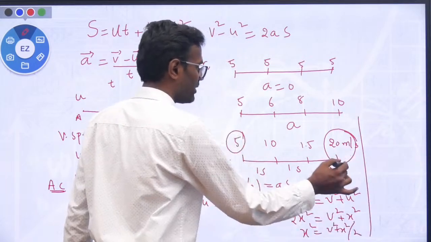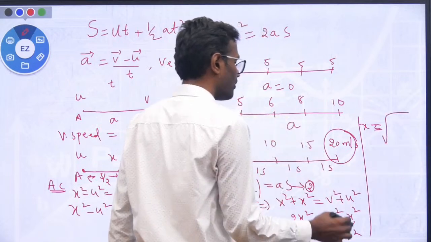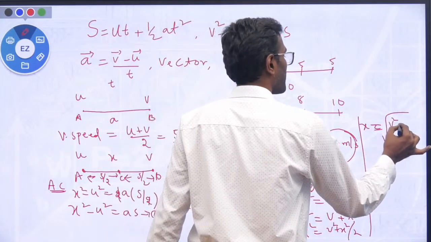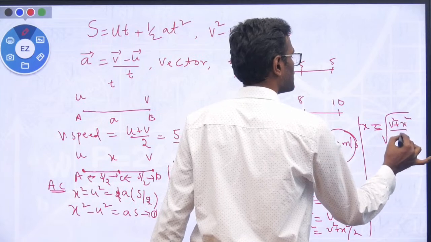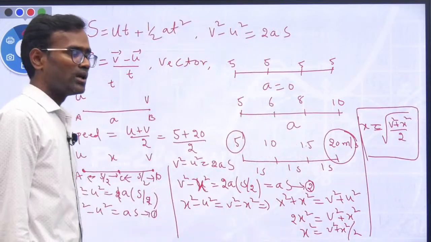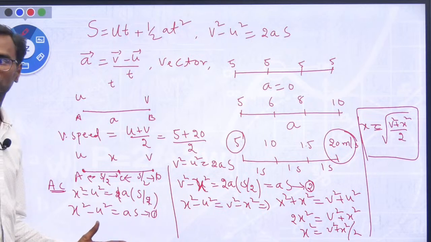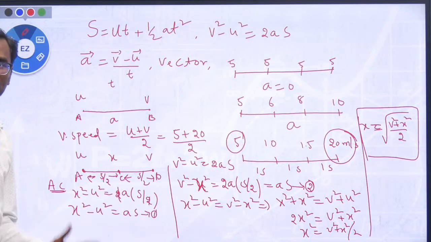So finally what we should write: x is equal to root over v square plus u square by 2. Okay? So this is the velocity at the midpoint when the particle is moving with uniform acceleration. So children, if you want to note this down, I will give you 1 minute.